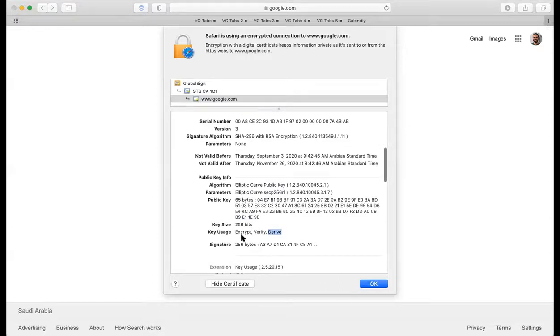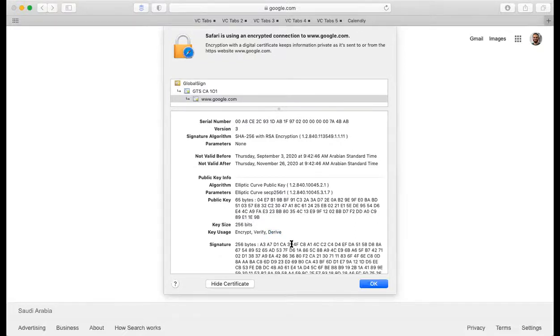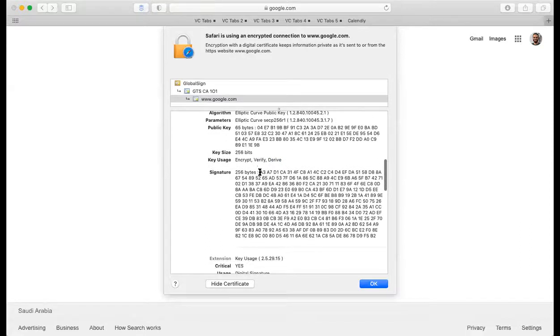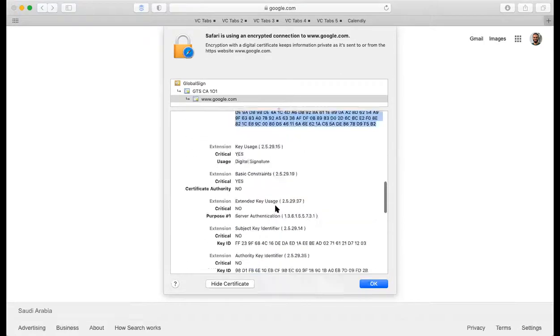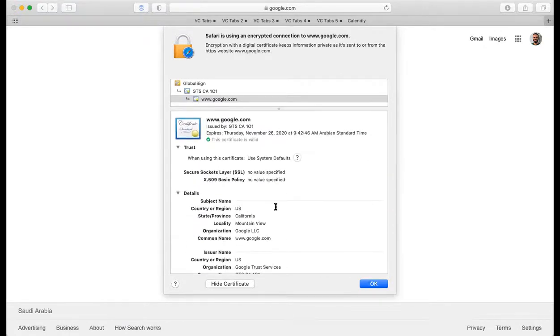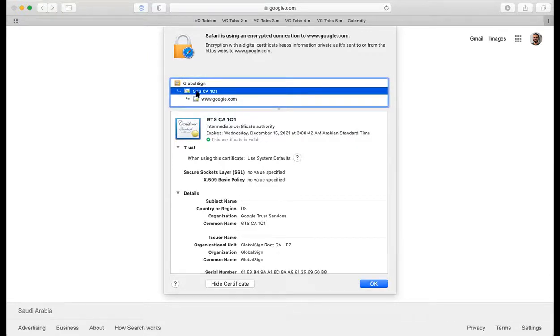And what is the signature? We said that GTS signs Google, and if I sign something, I need to include the signature. This is the signature. It's 256 bytes. Right? And there are more and more details here that we'll get to some in a minute. Like, this is signed by who? Signed by GTSCA 101 to Google.com.